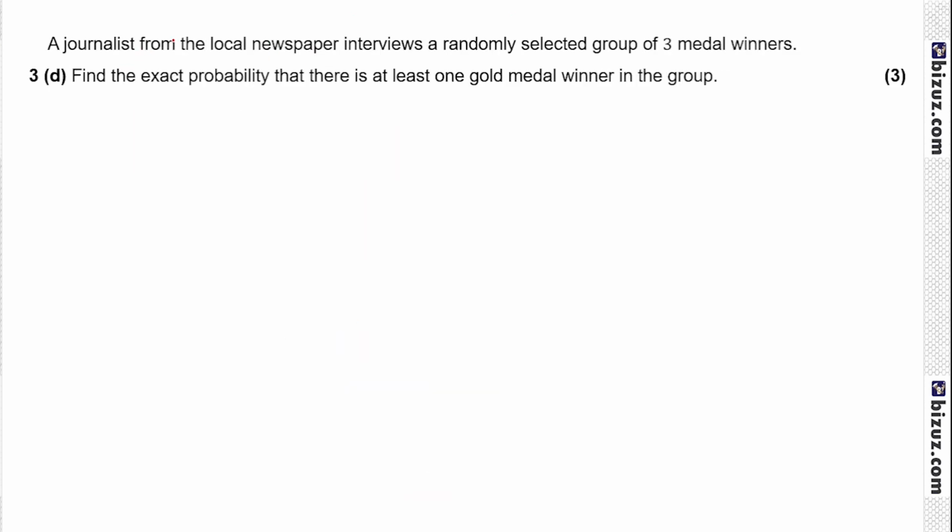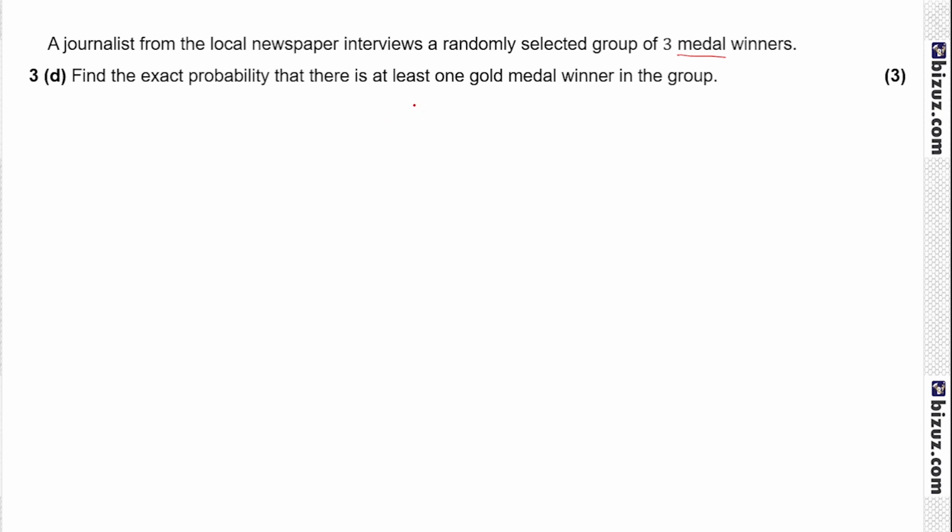A journalist from the local newspaper interviews a randomly selected group of 3 medal winners. So they've already, all of them have won medals. We know that. Part D. Find the exact probability that there is at least one gold medal winner in the group.